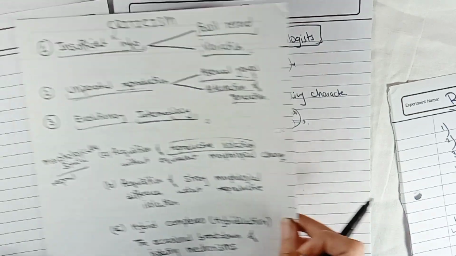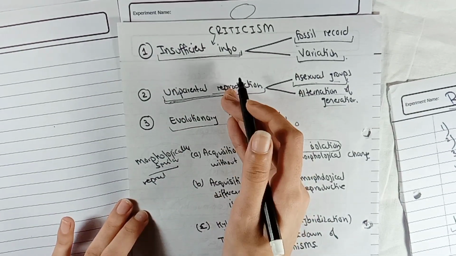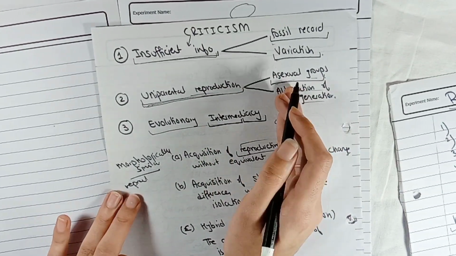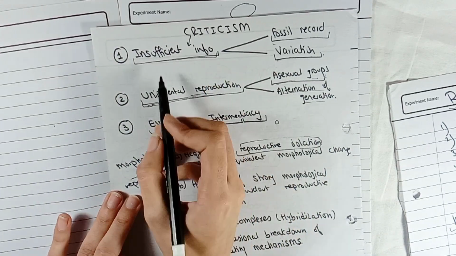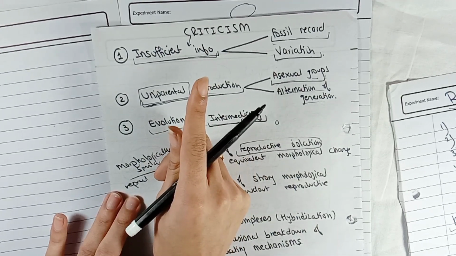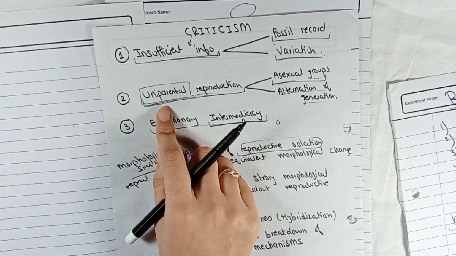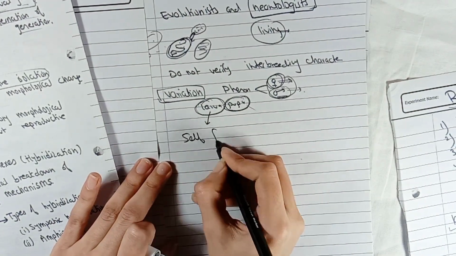Now we will look at uniparental reproduction. Now we know that reproduction is of two types: asexual reproduction and sexual reproduction. So in asexual reproduction, only one parent is involved, and hence uniparental reproduction represents this point, that only one parent is involved. And in uniparental reproduction, we will look at concepts such as self-fertilizing hermaphroditism.